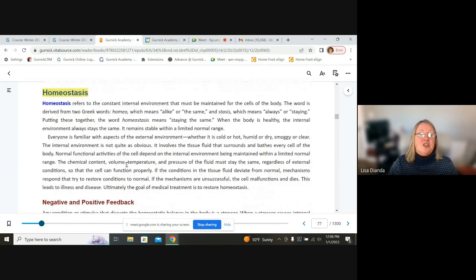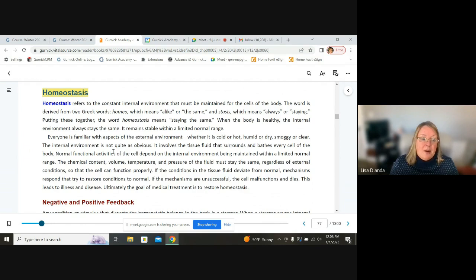Homeostasis. So let's start with homeostasis. Homeostasis is a continual internal environment that your body creates. It has to keep you within a certain range, and it is always going to be working to keep you within that range.